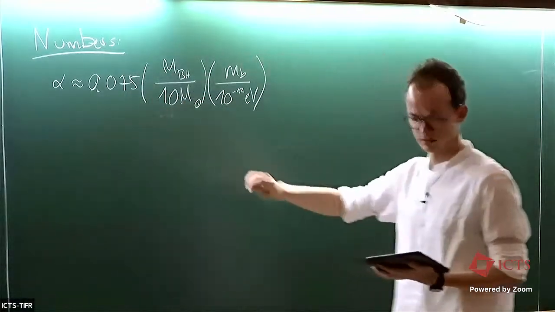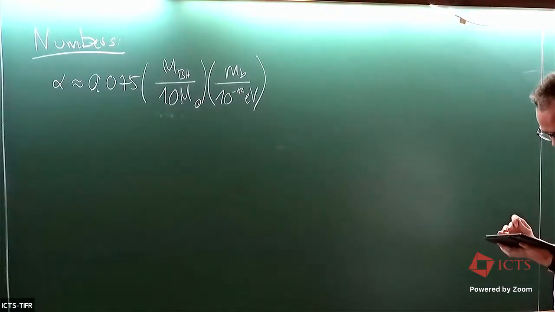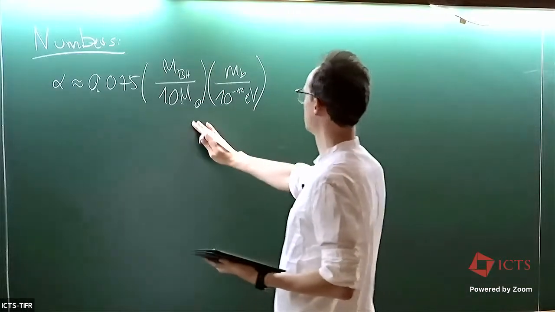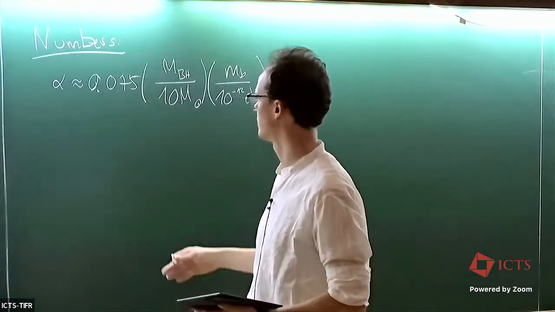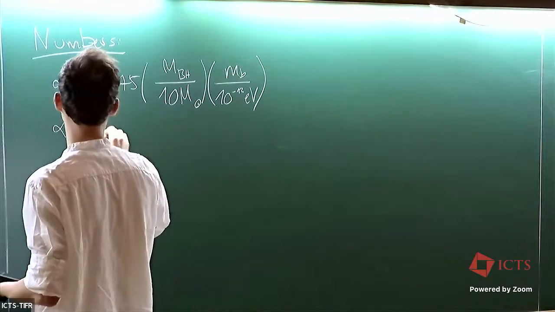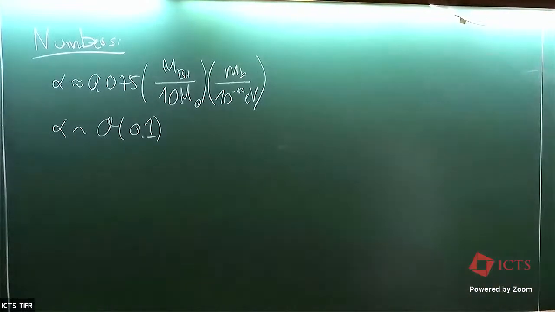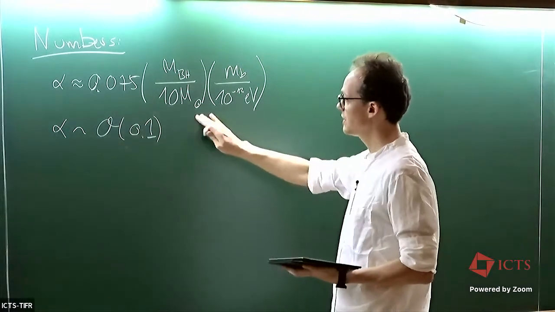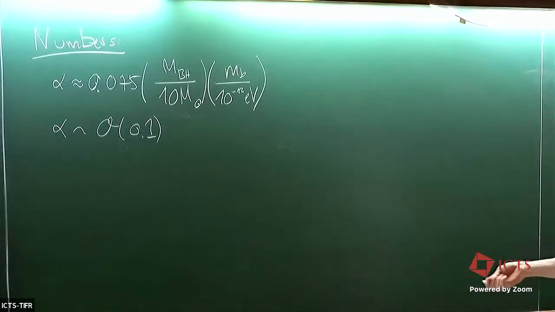So what do we learn from this? Basically, we know that the superradiance process is most efficient if alpha is roughly of order 0.1 or 1. And so we want this alpha to be exactly in this regime, and to achieve that, we need to tune those two numbers such that that's the case.